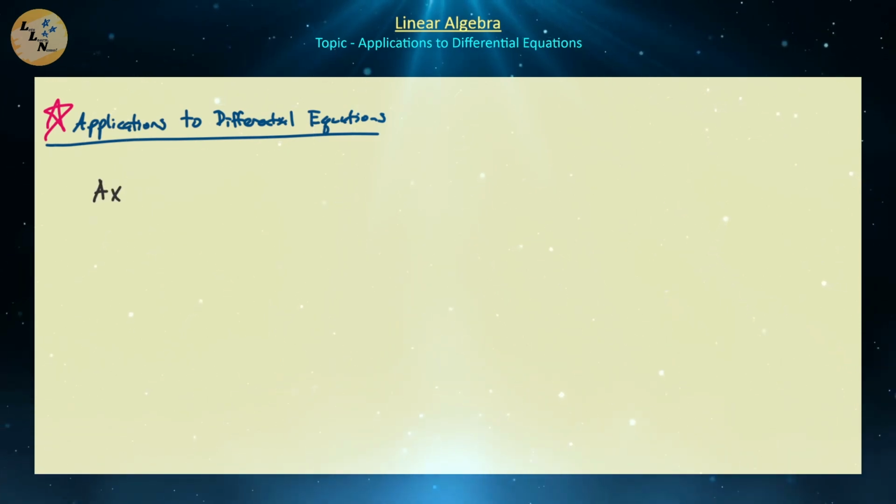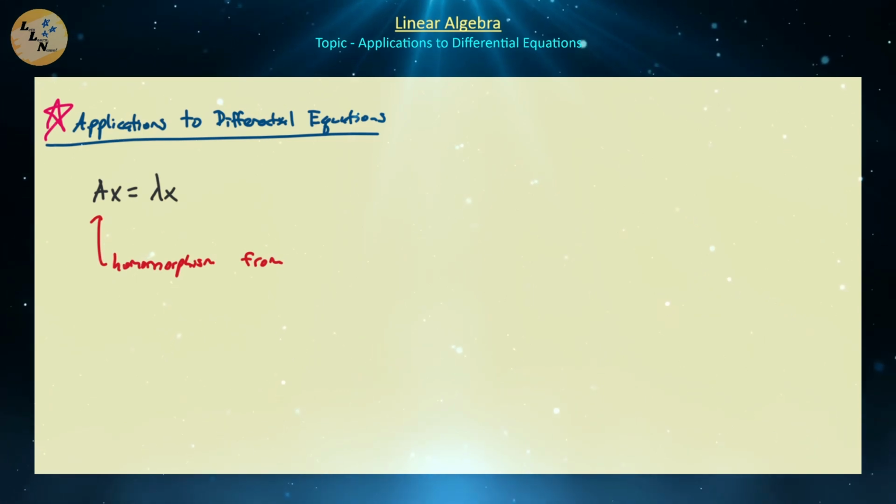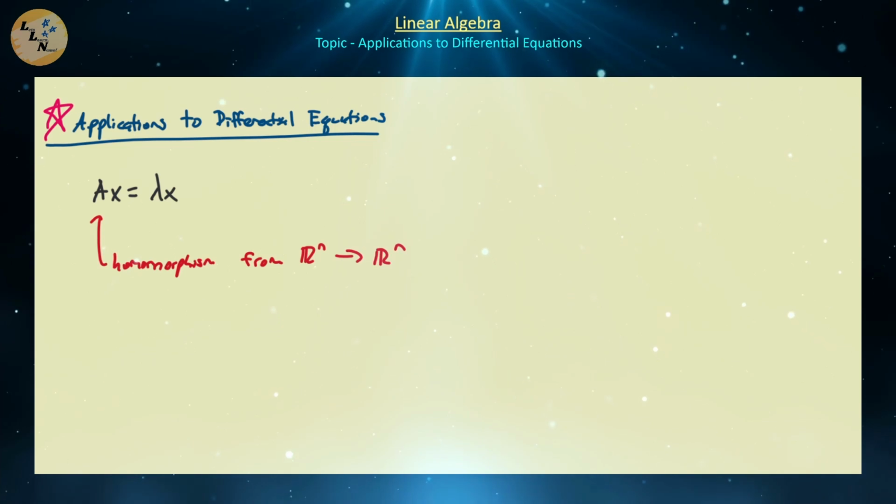So let's assume we have the equation Ax equals lambda x, and let's assume x is a vector in Rn that is associated to this particular equation, where A is an n by n matrix and lambda is a scalar. So we know that A, if it is a matrix, regardless if it's a numerical matrix or a derivative or anything like that, should be a homomorphism from, and let's assume that it is a numerical matrix, and if that is the case, then it's going to be a homomorphism from Rn to Rn.